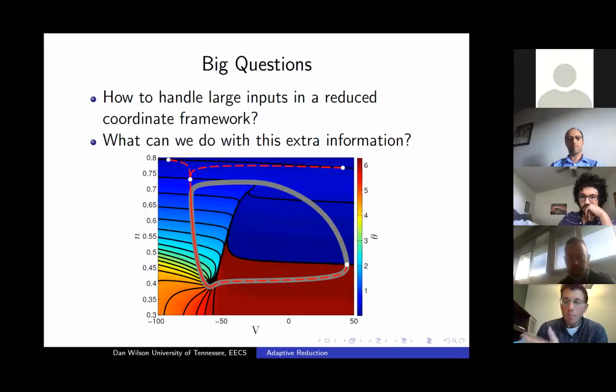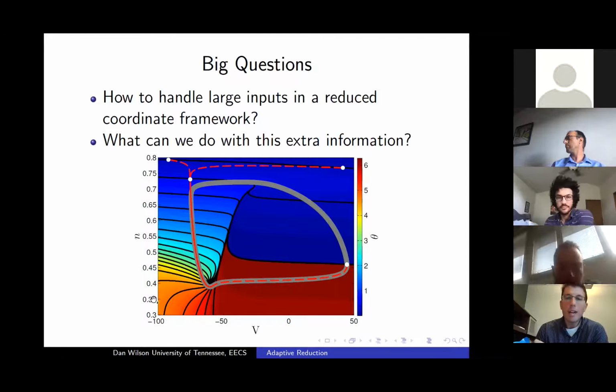And so the big questions here, and a couple that I hope to give a decent answer to in this talk, is how can we handle larger magnitude inputs? So for instance, to give us information about what's going on in here and what's going on here at the edges. And how can we do that without adding too many extra dimensions? And then also, what does this allow us to do that we couldn't do, say, simply using phase reduction methods that are working in the weakly perturbed paradigm?